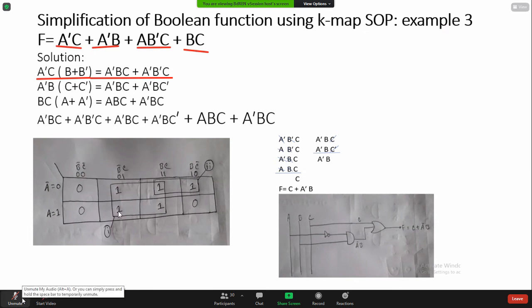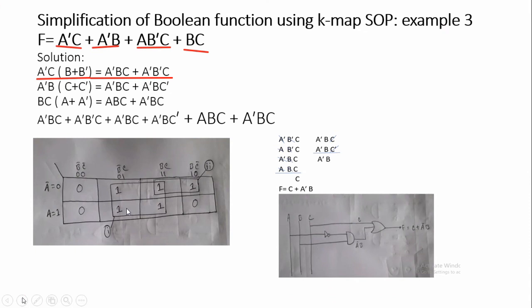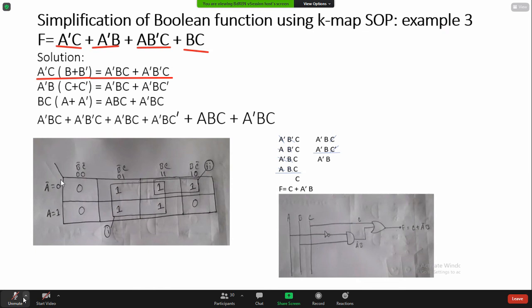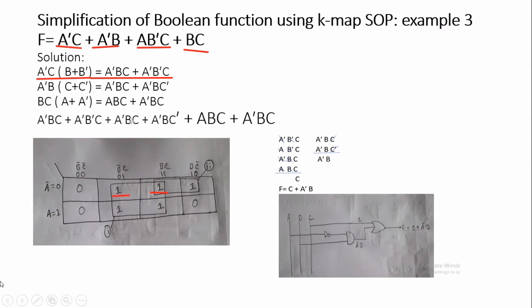Now observe, this one means A B prime C. Now A inverse BC. Where is A inverse BC? This one is A inverse BC. Write it one by one. Then A inverse B inverse C. Where is that? This one. Then A inverse BC, A inverse BC, see, twice. So previously we have written A inverse BC.